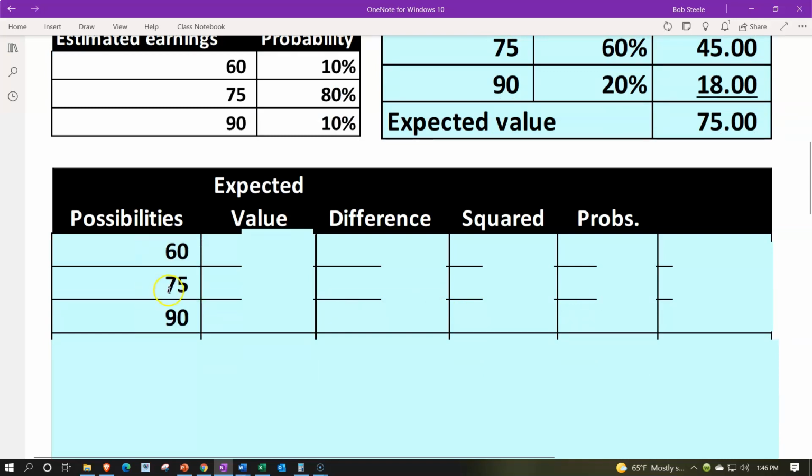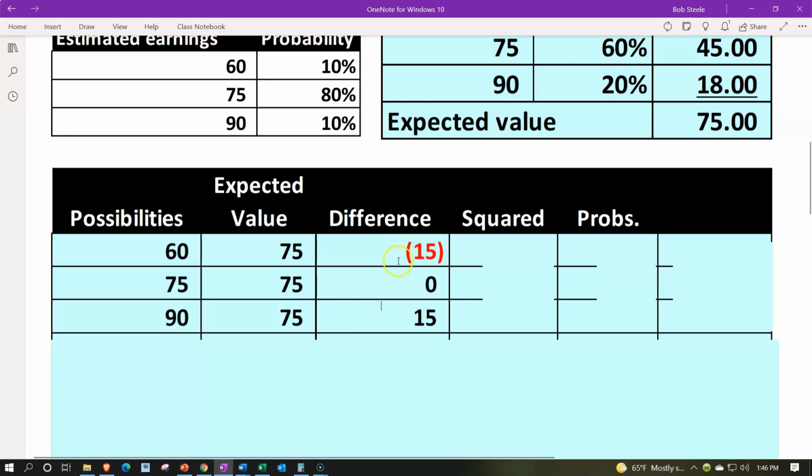We'll start off with the same points here. We got the 60, 75, and 90, and then we're going to subtract out. This is to get to the standard deviation calculation here. We're going to subtract out the average, which is the expected value or the mean, you might call it. That'll give us the difference. So 60 minus 75 is negative 15. 75 minus the 75 average is 0. And then the 90 up top minus the average 75, once again, is going to be the positive 15.